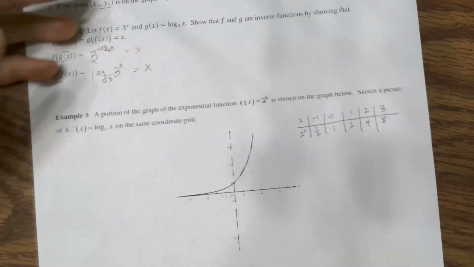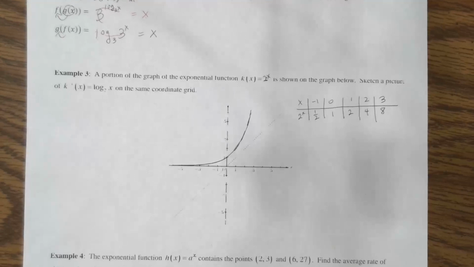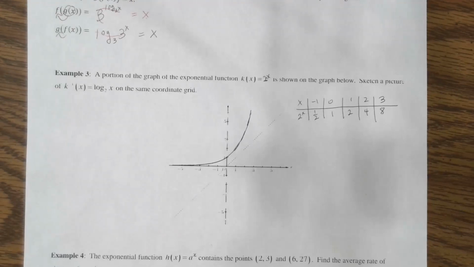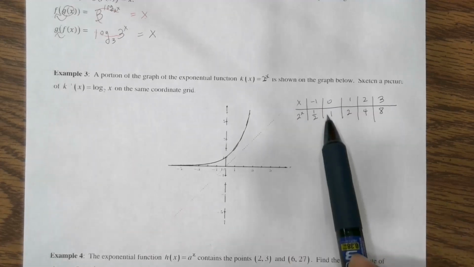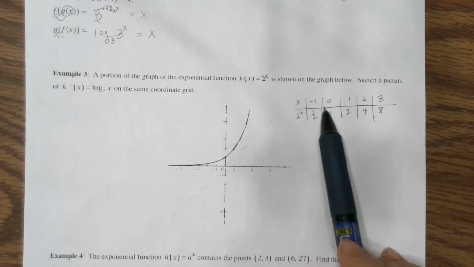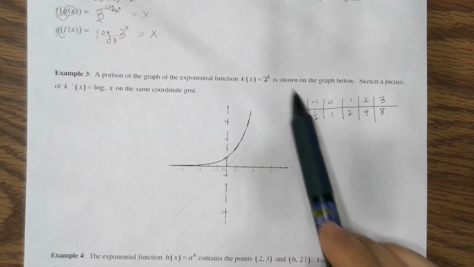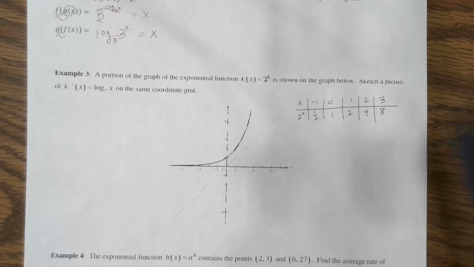Yay. Next. A portion of 2 to the x power is graphed below. Sketch a picture of the inverse, log base 2 of x, on the same coordinate grid. There is an easy way of doing it. There's a harder way of doing it. I'm going to do the easy way. Why not? Okay, so what I did over here is I made a table of y is equal to 2 to the x power. Those are the x values I chose, and I plugged them in. So for example, 2 to the negative first power is half.